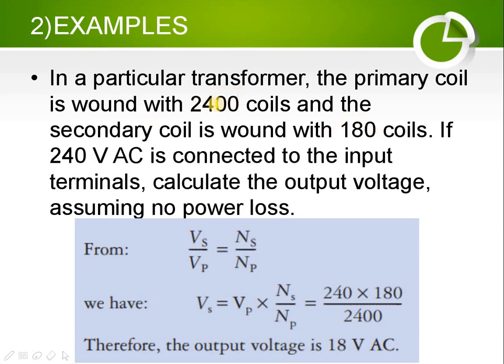It means that obviously we will get a lower value on the secondary side, because the number of turns is low as compared to the primary. If the number of turns is increased, then our voltage also increases, as we explained in the last slide. So if 240 volt is connected to the input terminals, calculate the output voltage, that is VS. This is the ratio as explained in the previous slide. You can rearrange it, VP goes towards it and is multiplied by NS in the numerator, and this becomes a simple calculation, and therefore the output voltage is 18 volt.